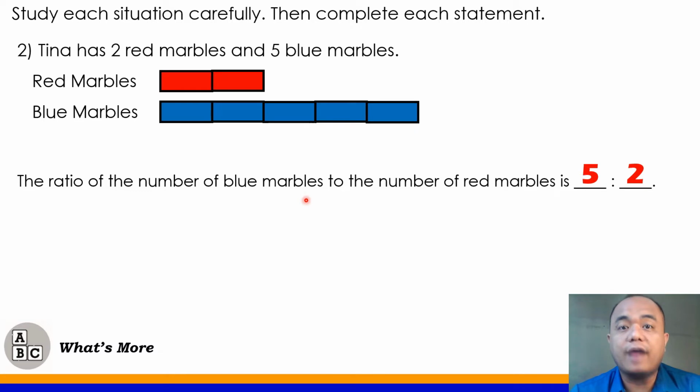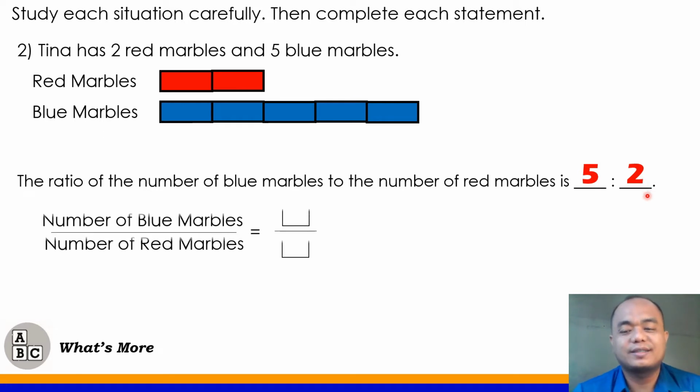That's 5:2. There are 5 blue marbles and we have 2 red marbles. So the ratio of the number of blue marbles to the number of red marbles is 5:2. So for every 5 blue marbles, there are 2 red marbles.